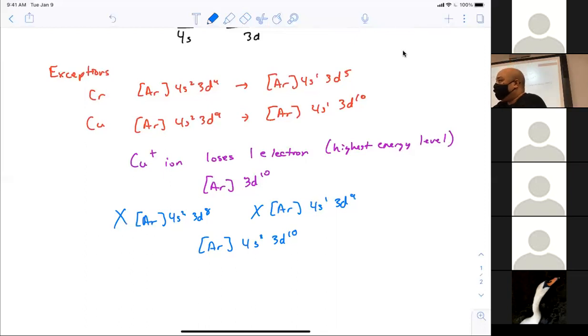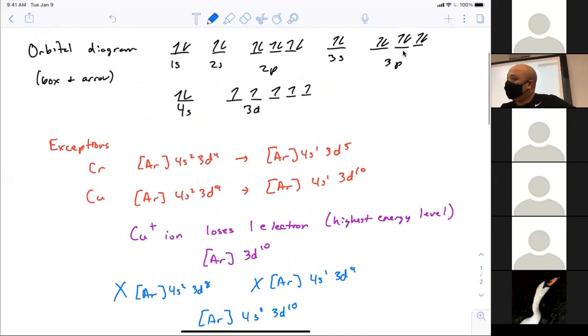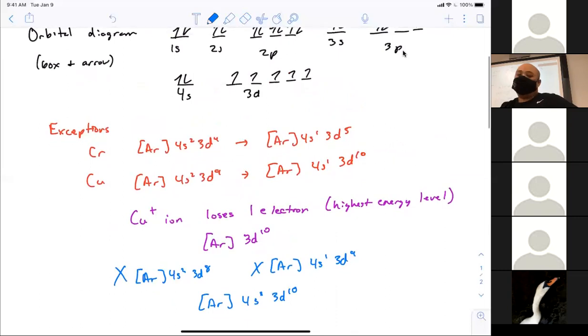Yes. The orbital diagram. Do we have to vary the heights of the orbitals to show the different levels? So Nathan asked about whether we have to vary the heights of the orbitals. Generally, when you're doing it in this form, no, you just do it left to right.